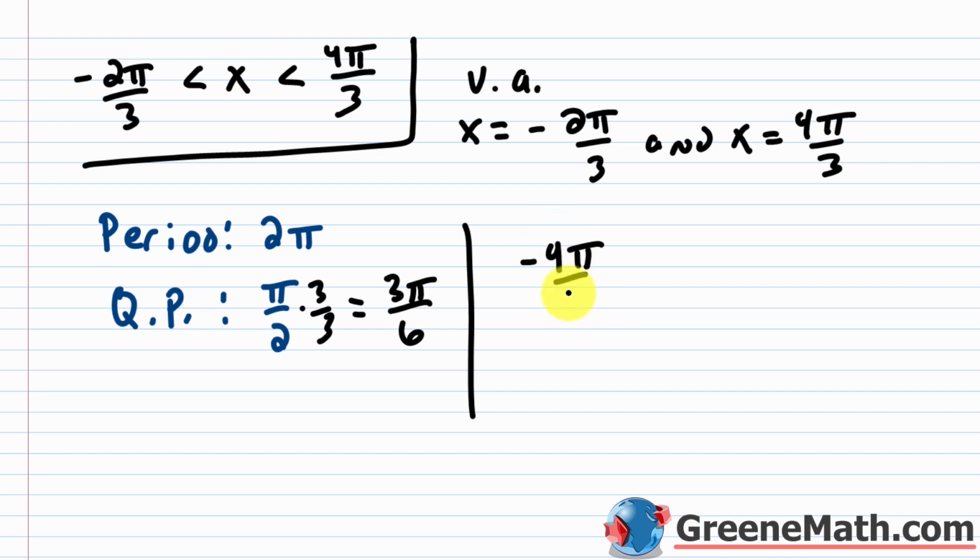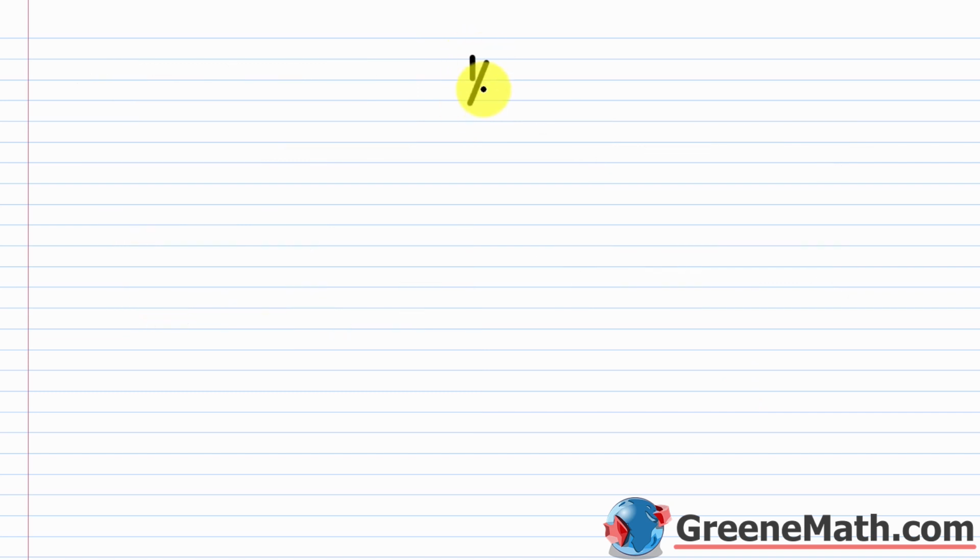So negative 4 pi over 6, and then plus the quarter period. So that's 3 pi over 6. That's going to give you negative pi over 6. So let me write this on another page. For this one, your first quarter point, you're going to have negative pi over 6. We'll get the y values in a second.